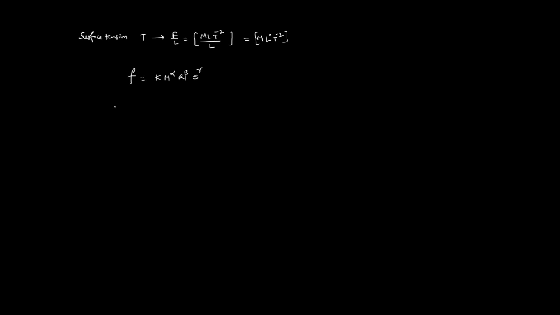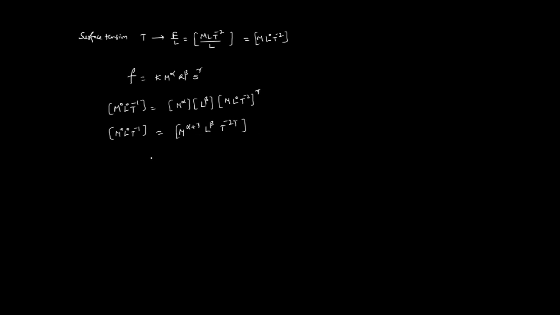Okay, so let us write down all the dimension formulas. M power 0, L power 0, T power minus 1 is equal to M power alpha, R is nothing but L power beta, S is nothing but M L power 0 T power minus 2, all to the power gamma. Then M power 0 L power 0 T power minus 1 is equal to M power alpha plus gamma, then L power beta, then T power minus 2 gamma.